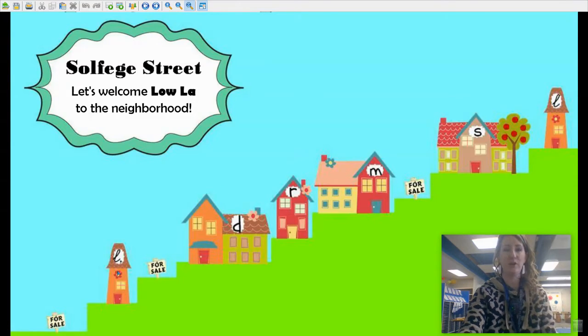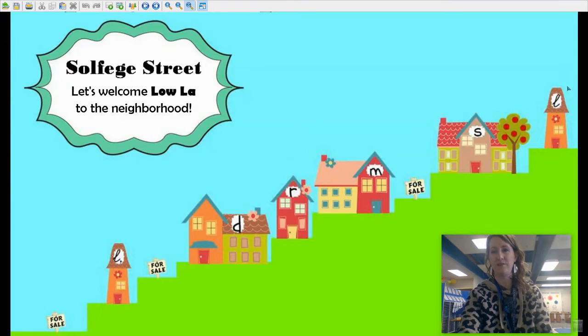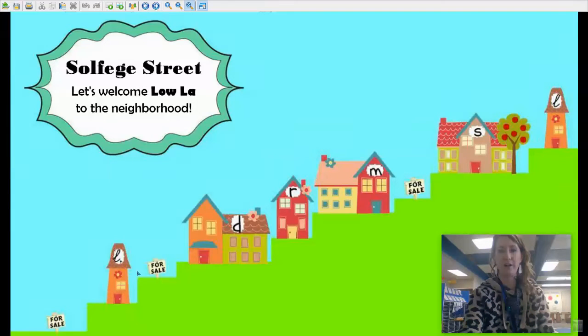Everybody say low la. All right, the only difference between the way regular la is written and low la is written is that there's a little comma next to the L, which means that it's below do. So when we write L comma, we'll know it's the low la and not the high la.